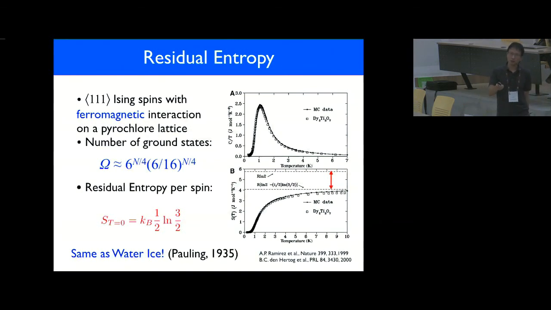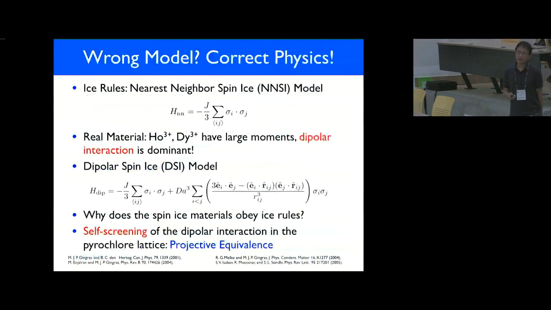But in all these materials, they have large moments, and these large moments give rise to dipole interaction. So it seems that we're using the wrong model to get the correct physics. Okay. So people use this full dipolar spin ice model and did a simulation, and indeed you can get the correct results.